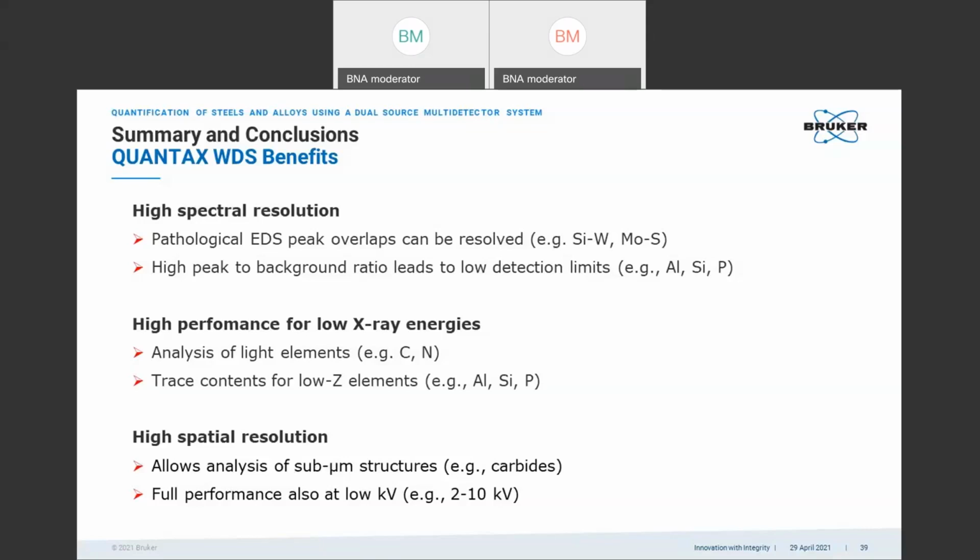Third point, the high spatial resolution with an electron beam that is higher than the resolution with a photon beam. So this allows analysis of sub-micrometer structures, like for example the carbides that we saw, and due to the full performance of the WDS also at low kV, we could make use of this. So we can do analysis starting with very low kV, and we get good results even at low kV.